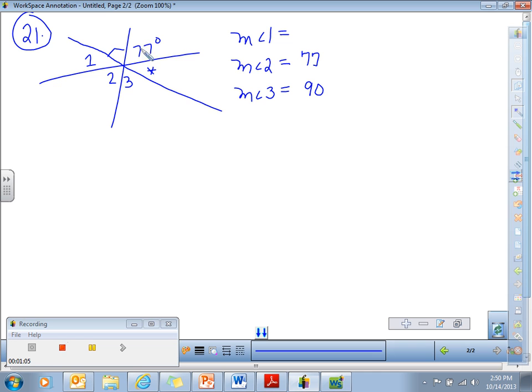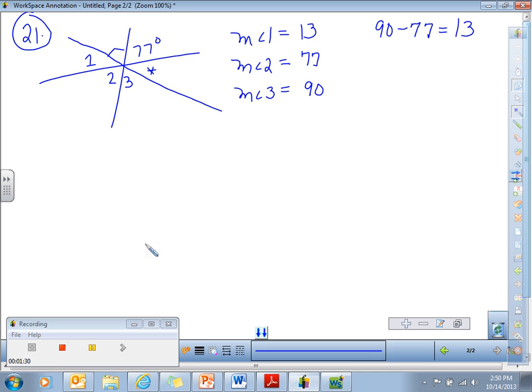Okay, so I've heard both. You say 90 minus 77? You can do it both ways. Let's do it both ways. You could say we know this is your right angle, 90 minus 77, what do you get? 13. So angle 1 is 13. Those are vertical angles. Or you could look at it either way.